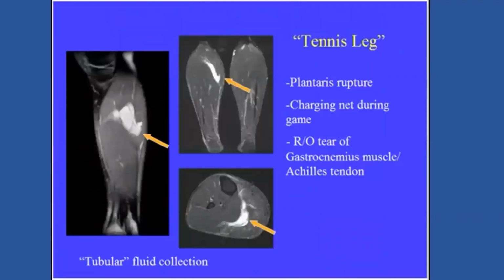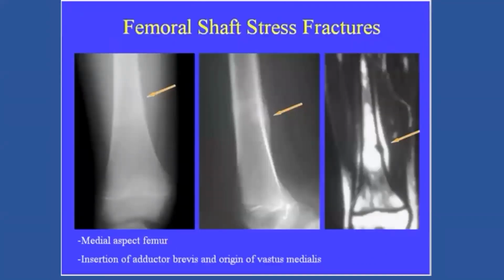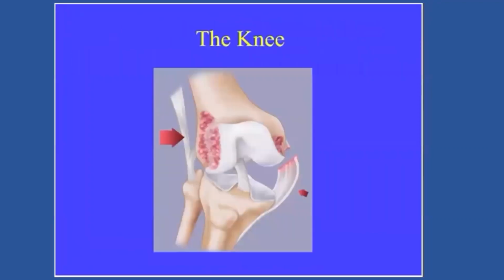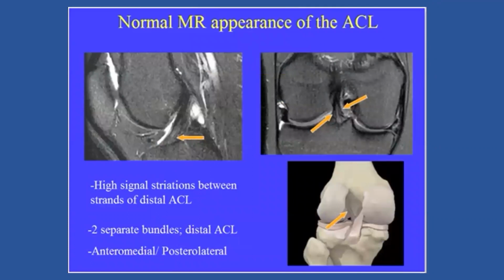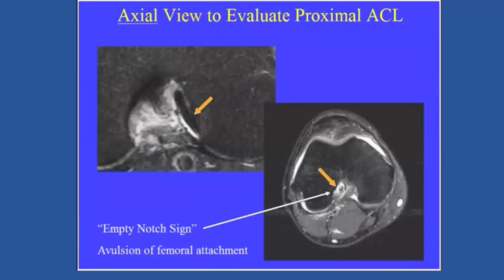You can have tears in the gastrocnemius or the plantaris tendon, and on T2, it will give you an increased signal intensity. You can have stress fractures of the distal femur. I'm trying to go fast. You can have avulsion injuries of the knee ligaments. You have to be aware of the normal appearance of the anterior cruciate ligament. You have to be aware of the anteromedial and posterolateral bundles, which are the components of the ACL. You have to know what the notch sign is.